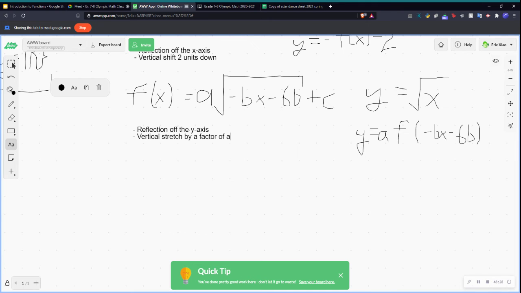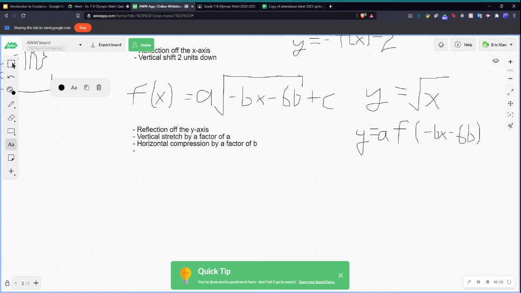You can also say vertical compression by a factor of 1 over a, but usually for variables, we just say stretch by a factor of that variable. Next thing to look at is the b right here. It's in front of the x, but it's inside the function. So that means you have a horizontal compression by a factor of b. That's how you'd say that. And those are the only dilations you have.